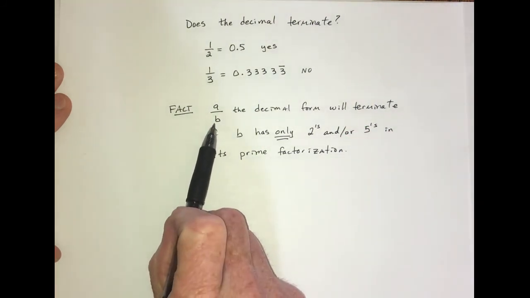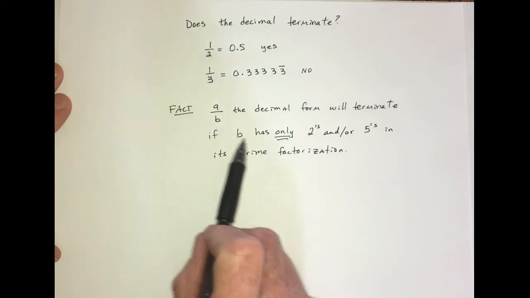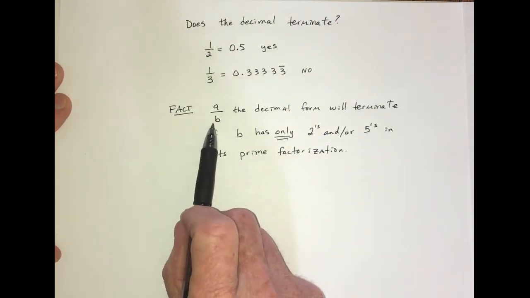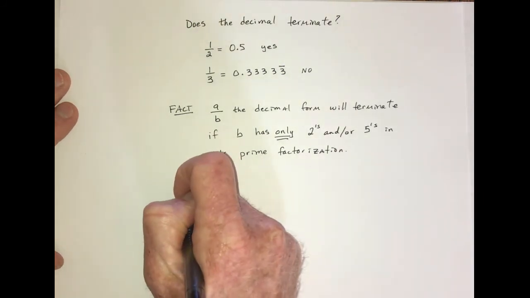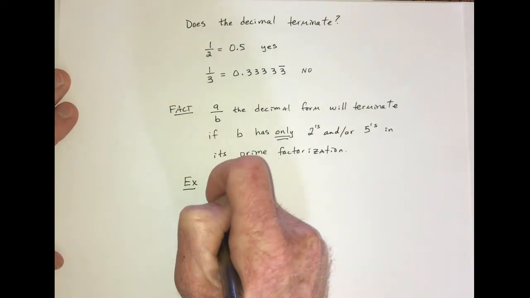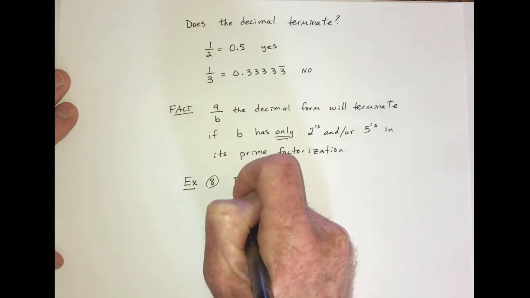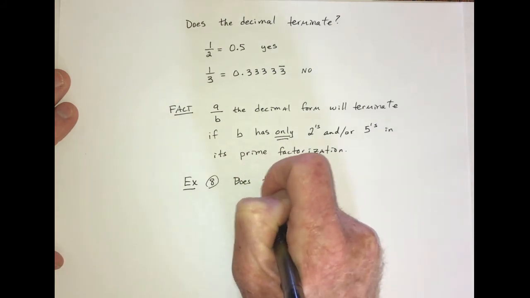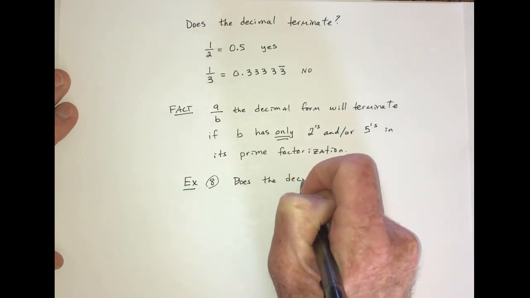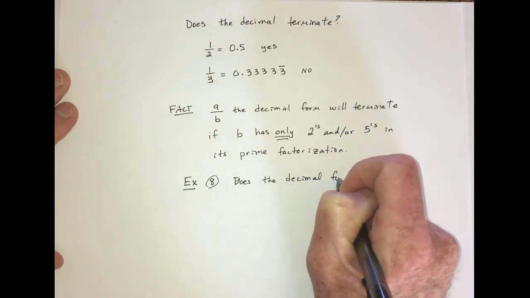And one other note is this fraction, in order for this rule to be in effect, this fraction needs to be reduced already. So, for example, number 8, does the decimal form terminate?